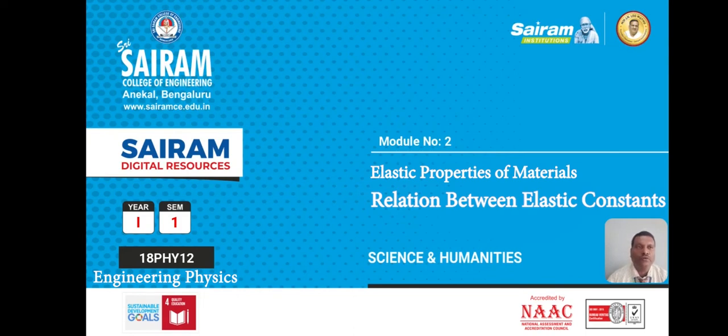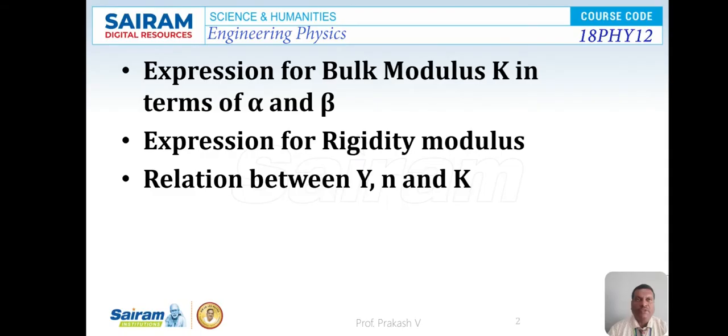In this video, I am going to explain elastic properties of materials, relation between elastic constants, which comes under module 2 of engineering physics prescribed by VTU. So here I am going to explain the following points, that is expression for bulk modulus K in terms of alpha and beta, expression for rigidity modulus, relation between Y, N and K. So this is the point that I am going to discuss now.